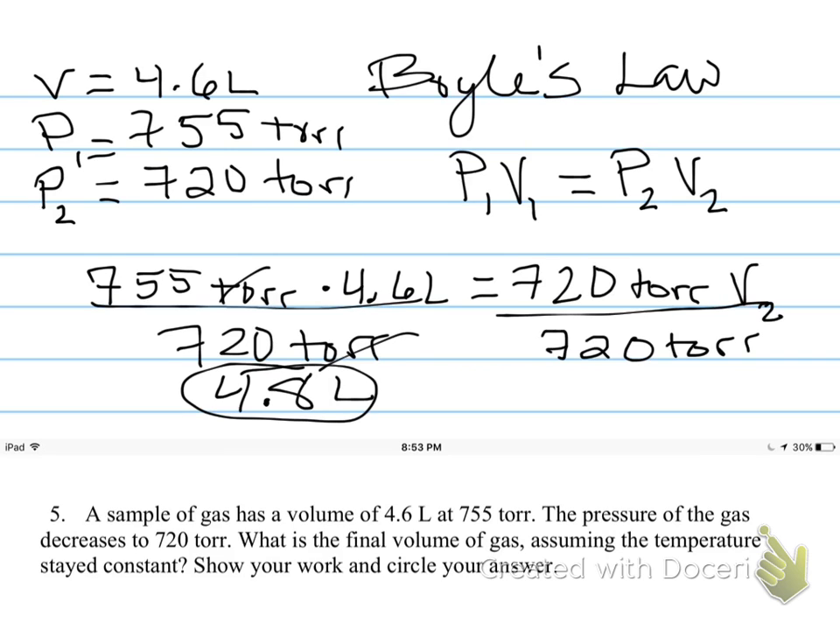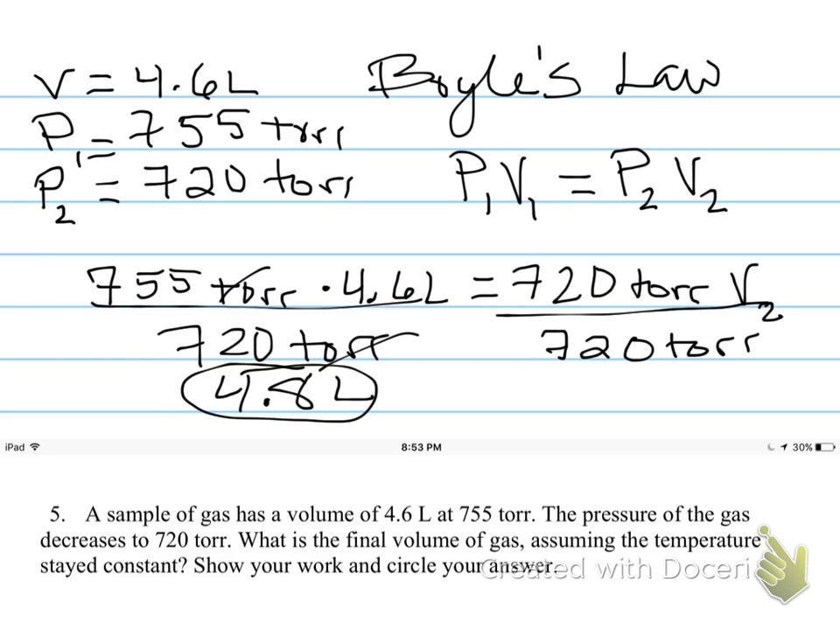So it's 4.8 liters. So pressure went down, volume went up. That's what we expect from our experience of Boyle's Law. They are opposite. If the pressure decreases, that means that the volume had to have gotten bigger, giving more space for the molecules to run around. Okay.